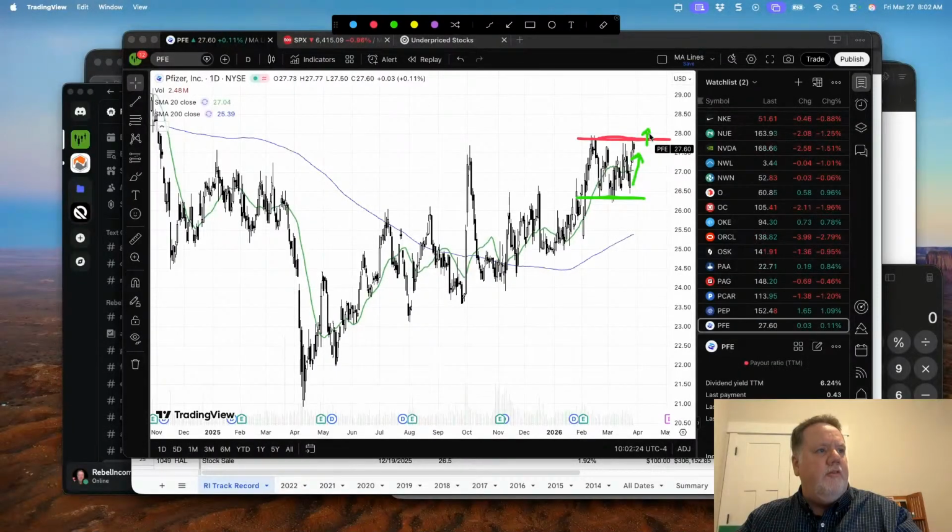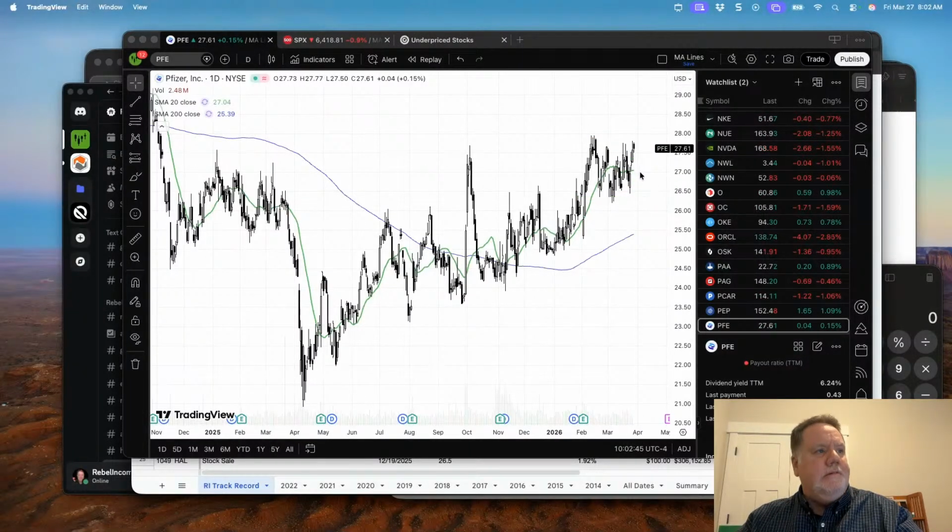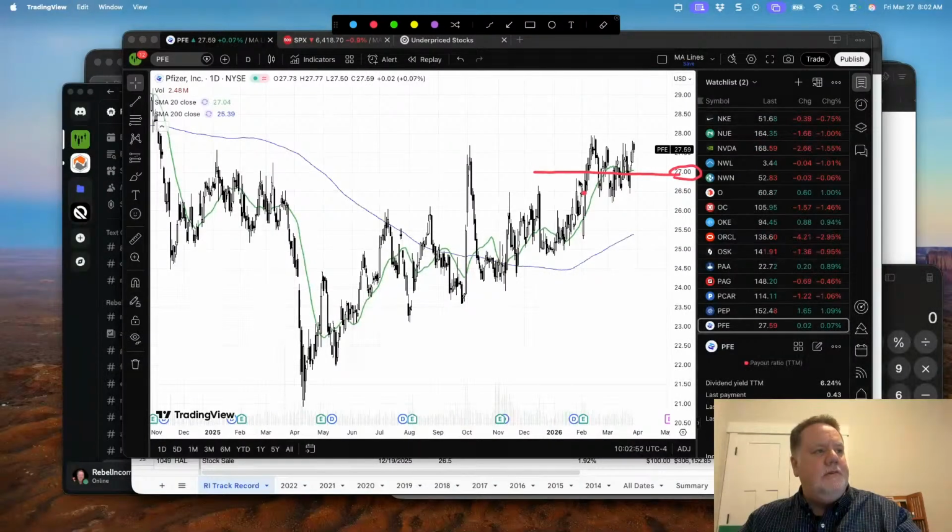And so it is going to be interesting to see if it can push. Is it going to push above this, or is it going to form another pivot high and drop back again? Not really sure. We've got some time for this one to play out, though. So even if I do take an assignment here at 27, that's not the worst thing in my book.